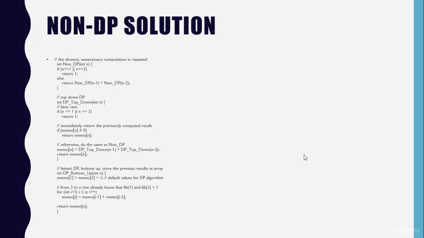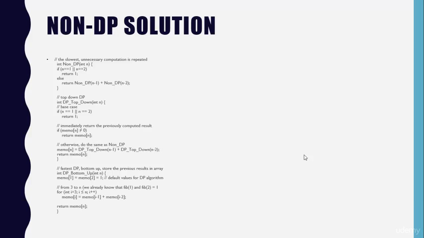Top-down DP: int DP top-down, int n. The base case is if n is equal to 1 or n is equal to 2, return 1. Immediately return the previously computed result: if memo n is not equal to 0, return memo n. Otherwise do the same as non-DP: memo n is equal to DP top-down n minus 1 plus DP top-down n minus 2, return memo n.